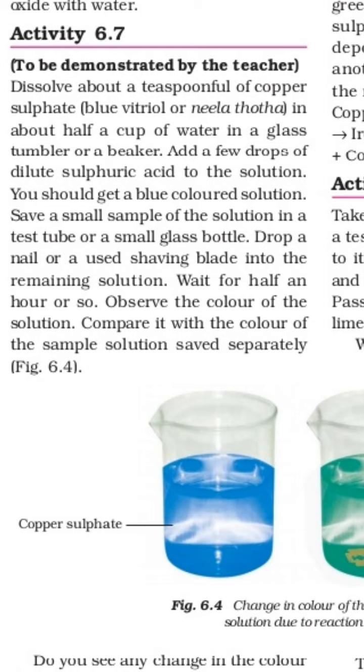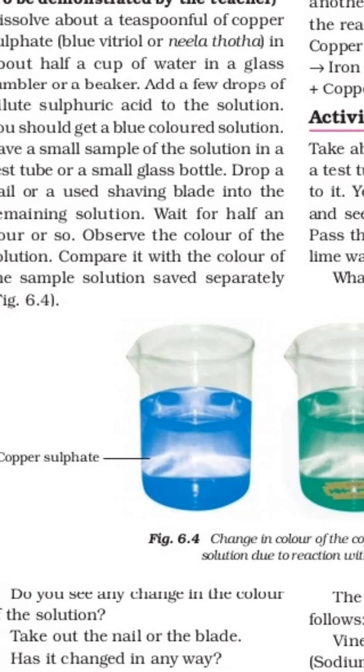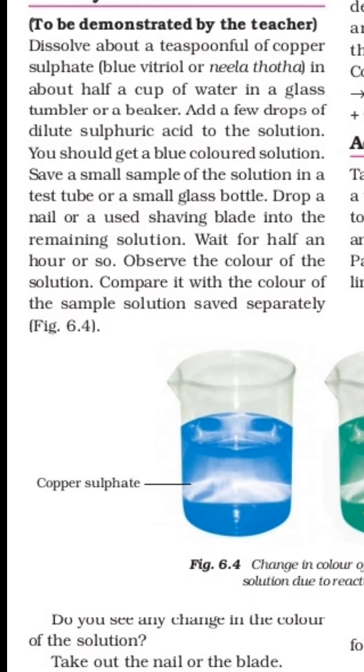in a glass tumbler or beaker. We have to take one glass tumbler. In half a cup of water we have to mix copper sulfate. Add a few drops of dilute sulfuric acid to the solution. After the copper sulfate is mixed, we have to add a few drops of dilute sulfuric acid to the solution, and we get a blue colored solution, which is shown in the figure downside. Copper sulfate solution, blue color solution.